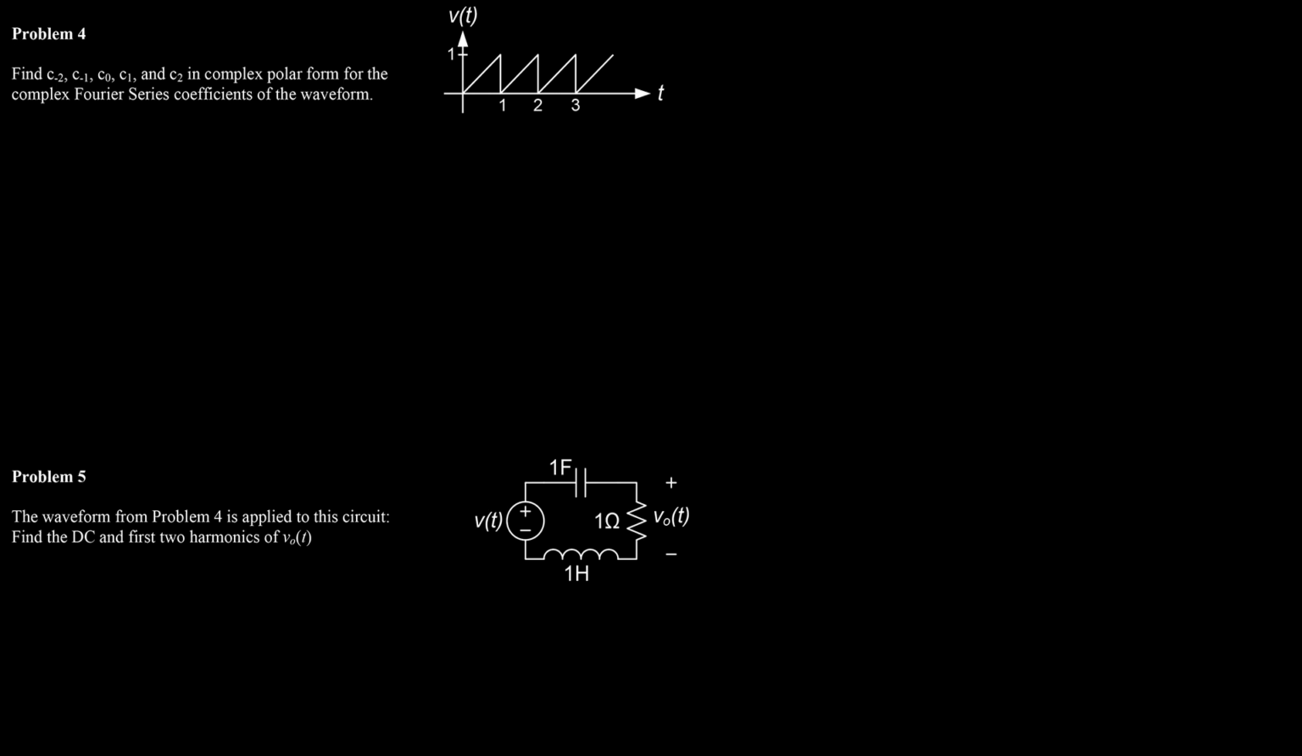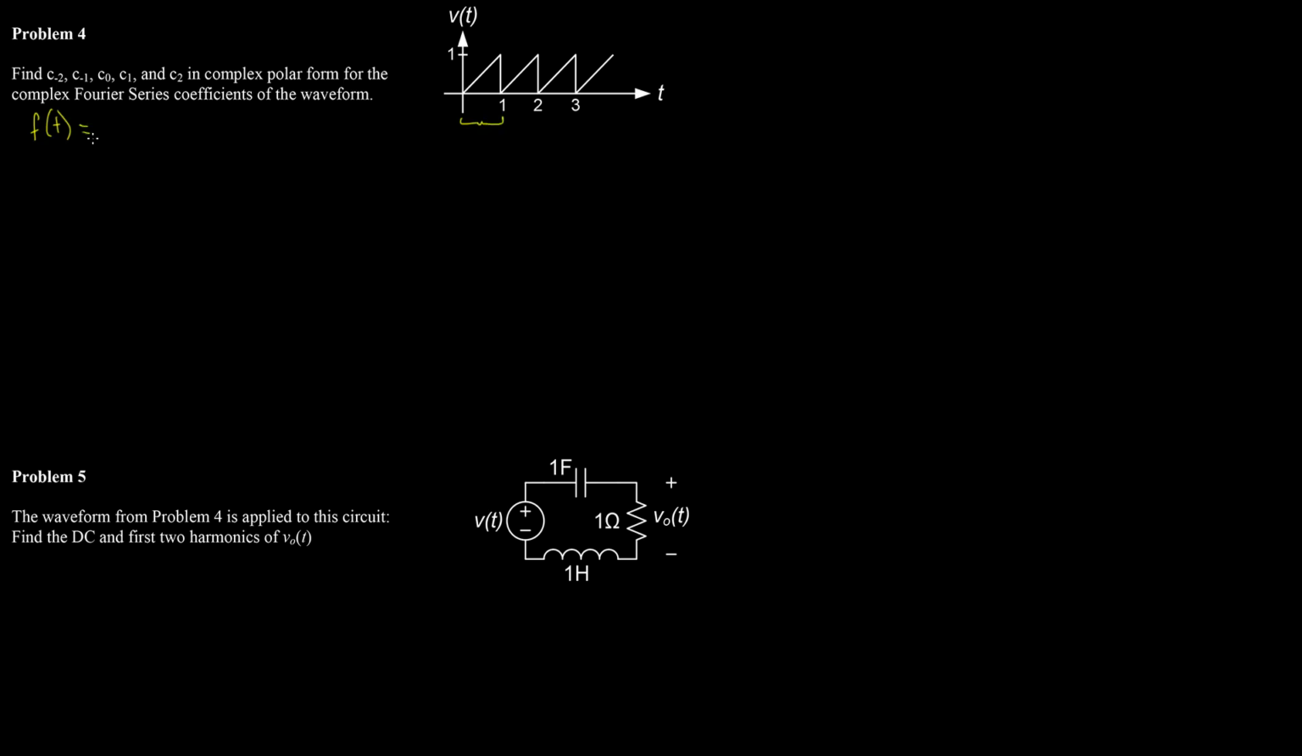Problem 4 asks us to find the center 3 complex Fourier series decomposition components, meaning C0, C1, C2, and C negative 1, C negative 2. We'll begin by defining the generator waveform of this. Let's use this little section right here between 0 and 1.